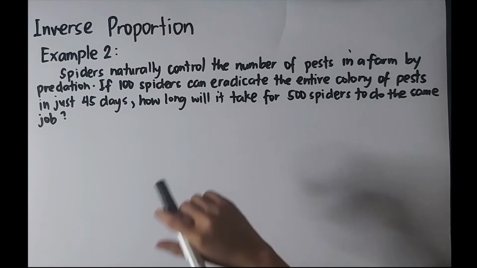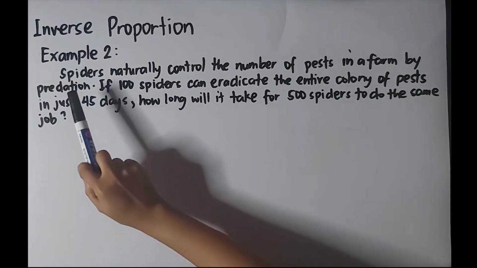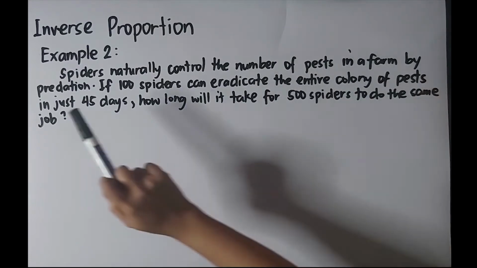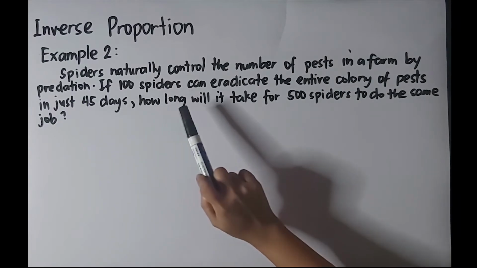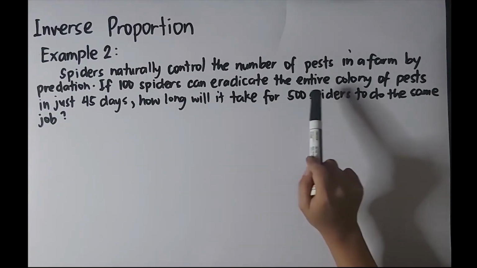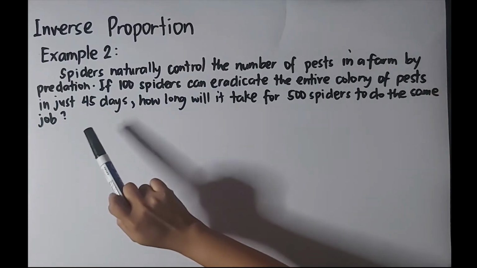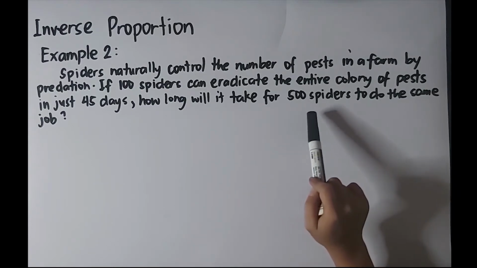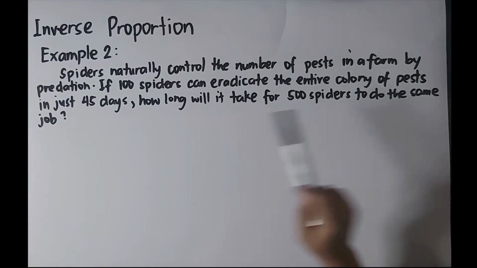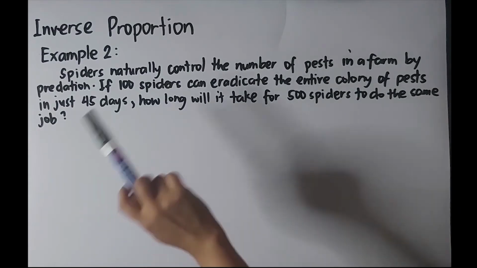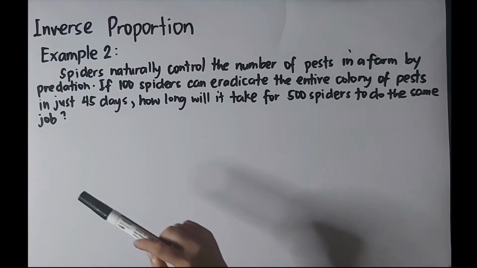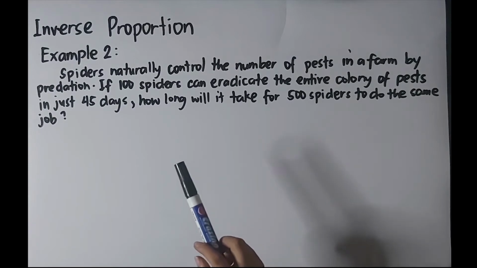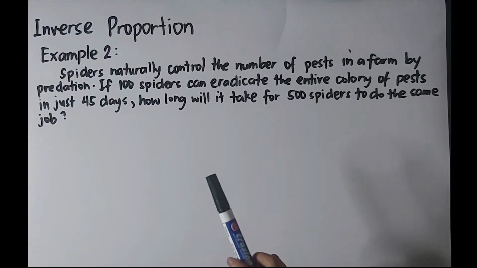So let's have our second problem. Spiders naturally control the number of pests in a farm by predation. If 100 spiders can eradicate the entire colony of pests in just 45 days, how long will it take for 500 spiders to do the same job? This problem also includes the learning area of science, wherein the ecosystem balance was discussed.